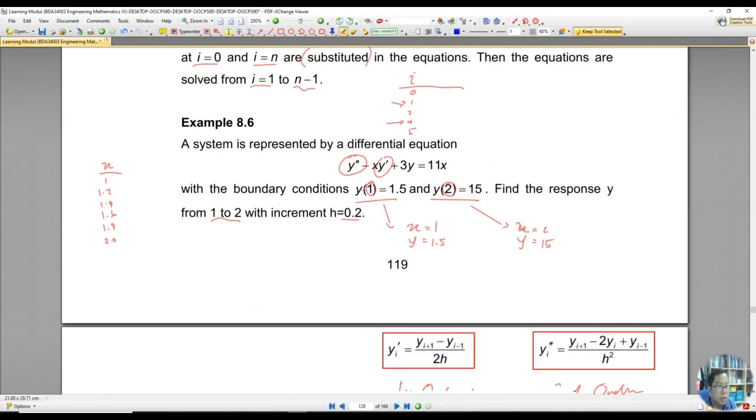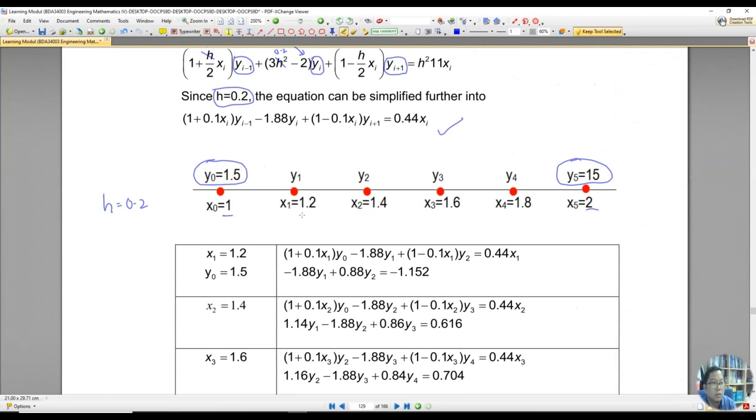In this question they already give you some hints, some values, where we start the iteration from x equal to 1 and y equal to 1.5 until y equal to 15. So y_0 and y_n we already know.